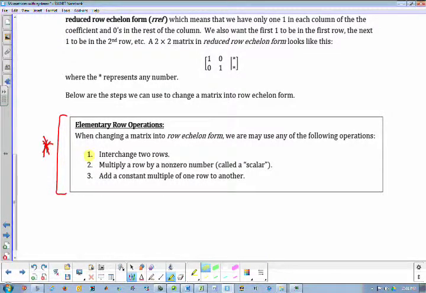Interchanging rows here, that's just like flipping equations around in our system. We can multiply a row by a non-zero number called a scalar. We can add a constant multiple of one row to another. That will help us cancel out some variables. All right? So these are all just things that we can do with the equations.